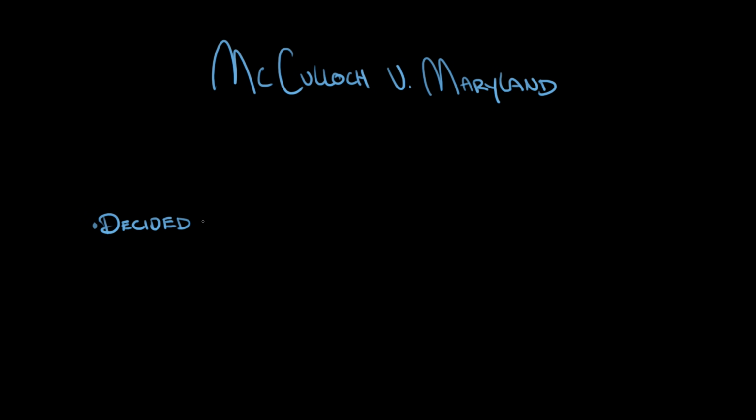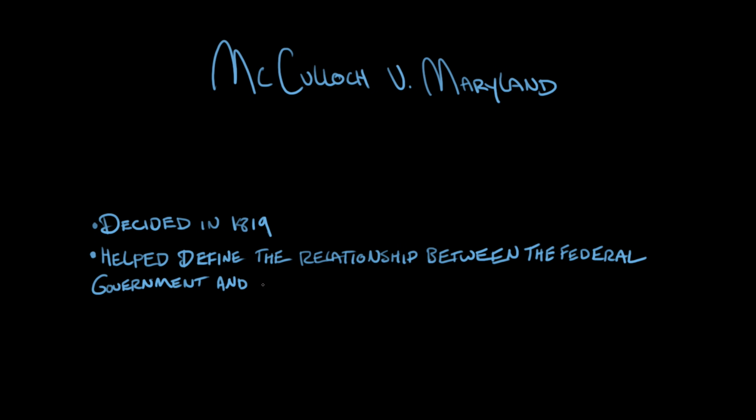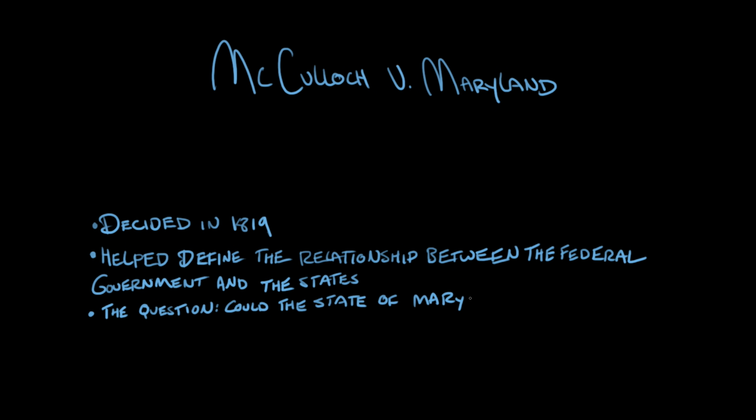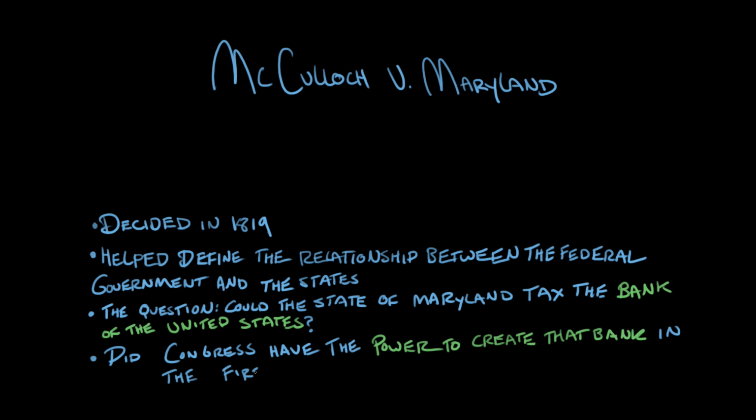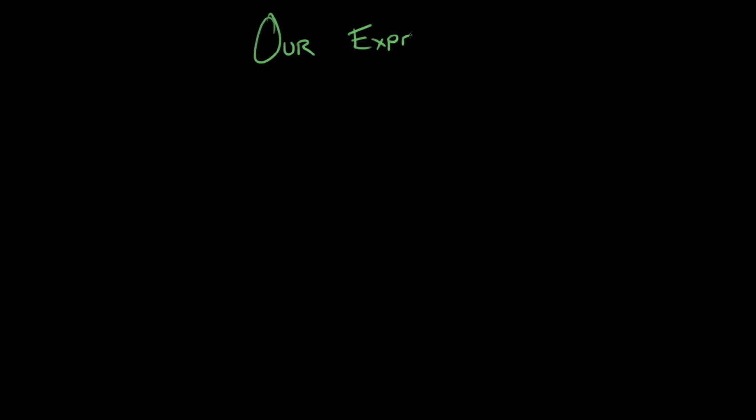Today we're learning about McCulloch versus Maryland, a Supreme Court case decided in 1819 that helped to define the relationship between the federal government and the states. The question at issue in this case was whether the state of Maryland could tax the Baltimore branch of the Bank of the United States, and whether Congress even had the power to create a Bank of the United States in the first place. To learn more, I sought out the help of two experts.